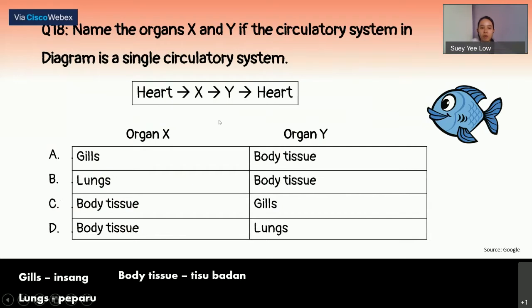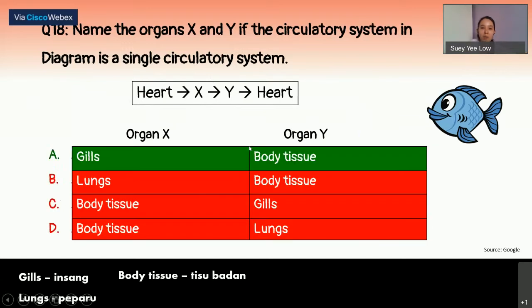Okay, so from the heart it pumps to something. Of course, this is the thing that you need to get your oxygen before you go to Y, right? So the answer is A. From the heart, it pumps to the gills. The gills get all your oxygen and release all your carbon dioxide, then go to Y and send it off to your body tissue, then come back to the heart. Okay, this is called the single circulatory system.